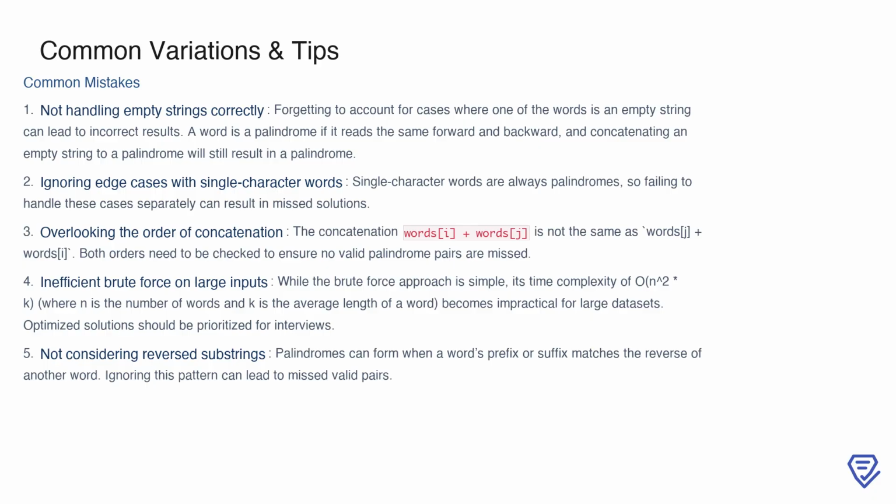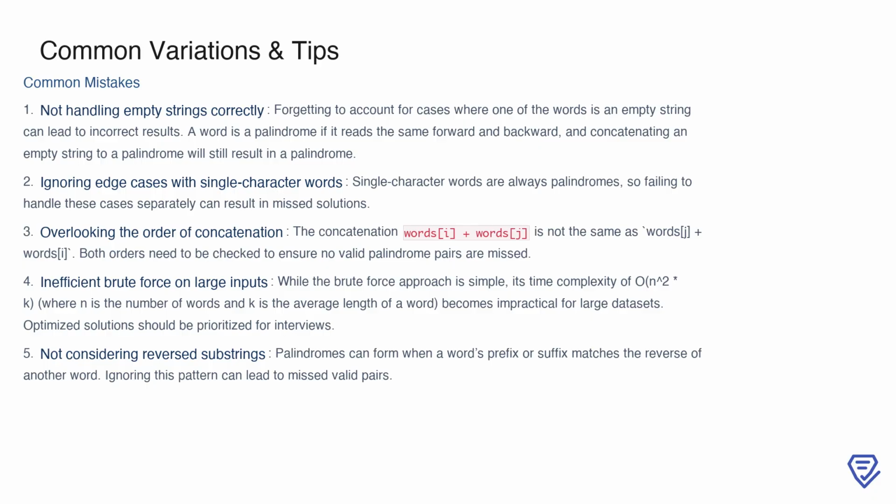Since a palindrome reads the same forward and backward, concatenating an empty string to a palindrome still results in a valid palindrome. This means you need to account for cases where one of the words in your list is an empty string. Additionally, single-character words are always palindromes by definition, so if you ignore these, you might miss valid pairs. Another frequent oversight is the order of concatenation. Remember, combining words I with words J is not the same as combining words J with words I, so you must check both orders to ensure no valid pairs are skipped.